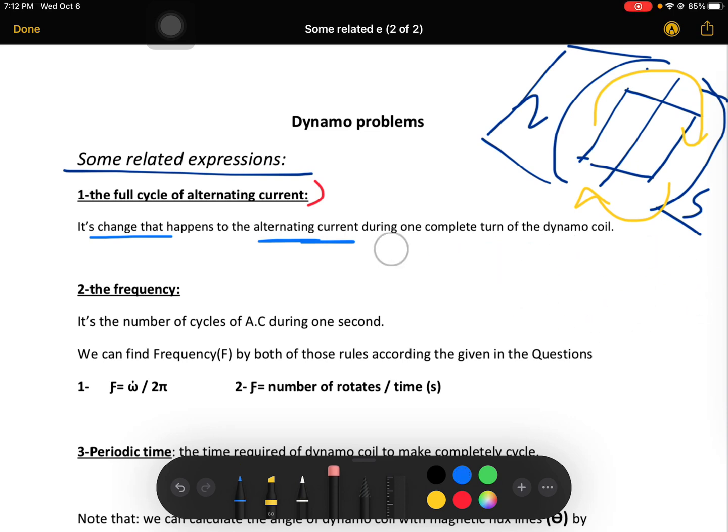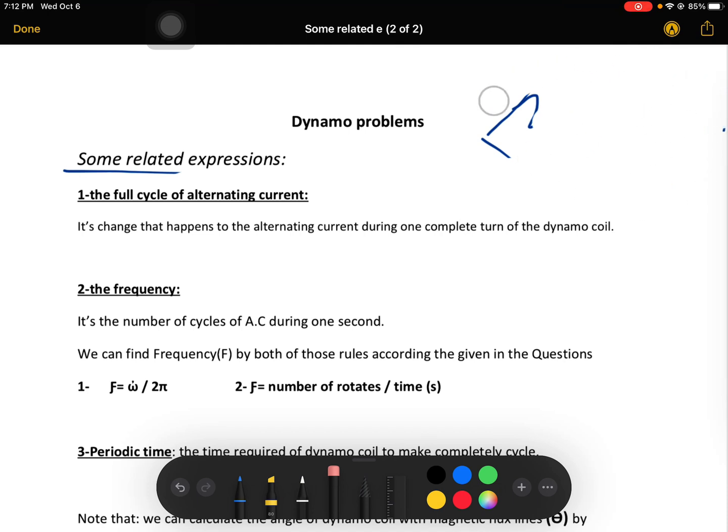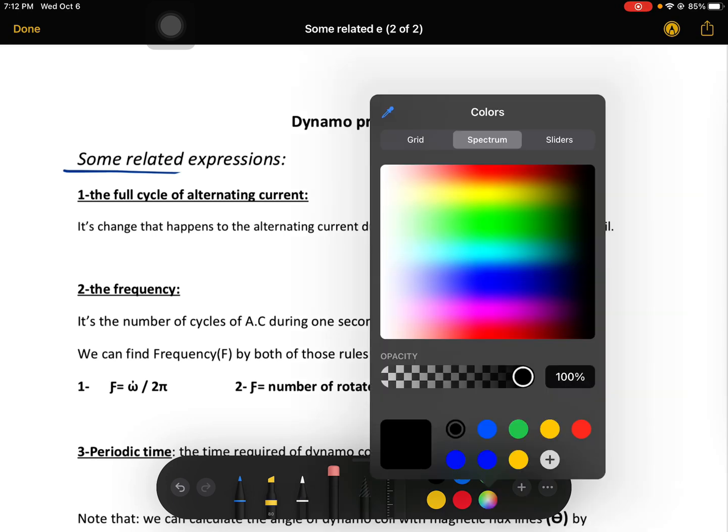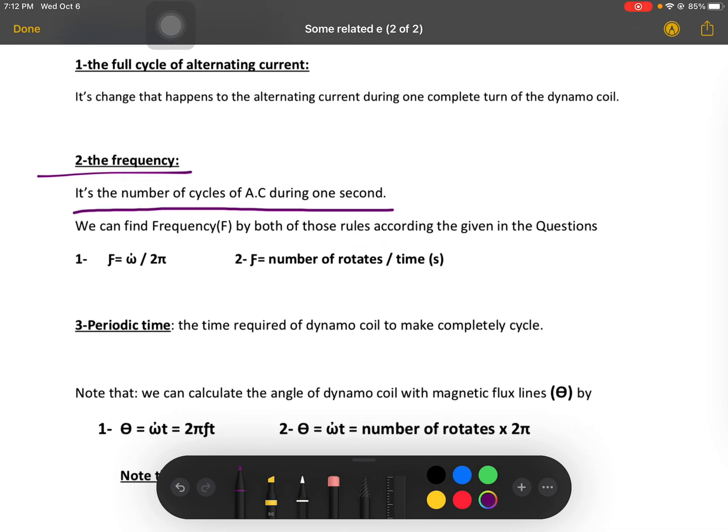Okay, let's move to the next. The frequency. What is the meaning of frequency? I think you knew what the meaning of frequency is before. Frequency means the number of cycles of AC during 1 second. Okay, and we can find it by two rules.